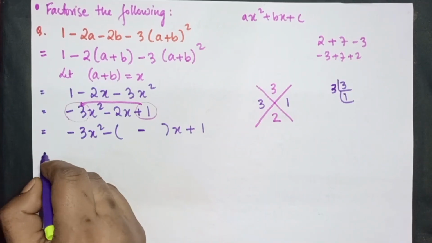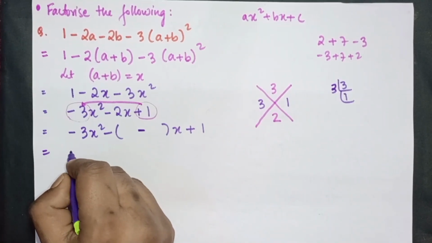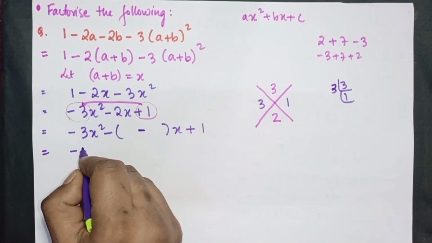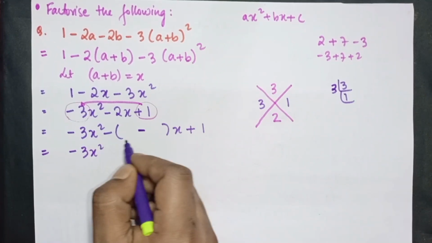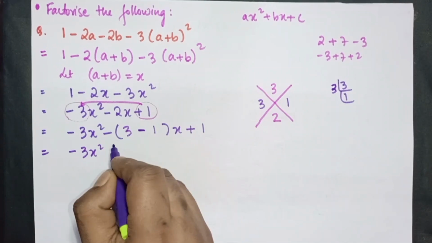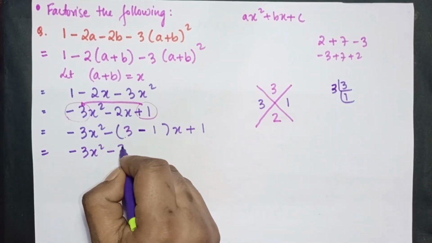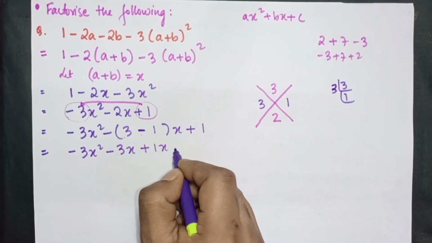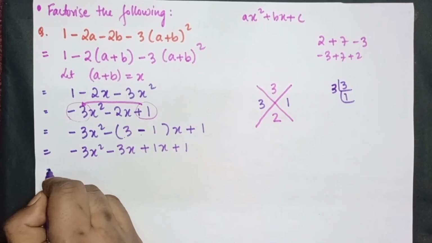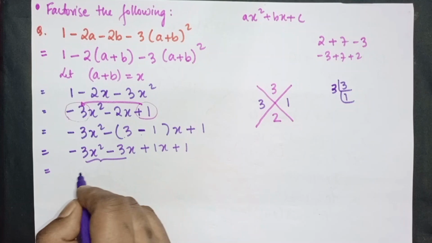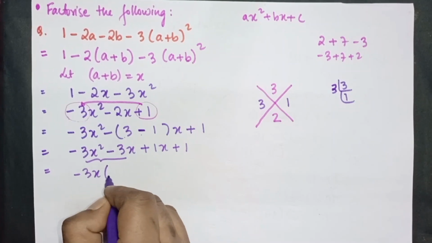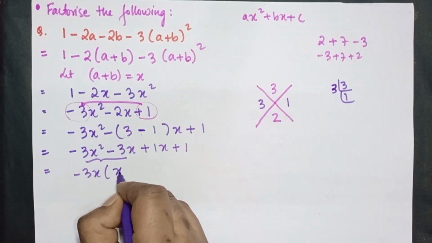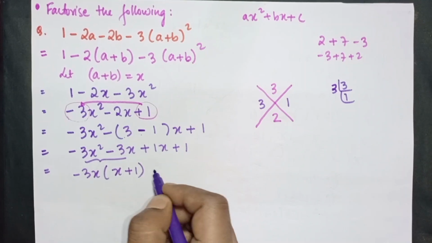Now this we can do minus, I can write 3x square. So what will be this? 3 and 1. So minus 3 into x minus 3x minus minus plus 1x plus 1. Now we have to take common in this 2. So what will be common? Minus 3x will be common. So this will be your x plus 1.